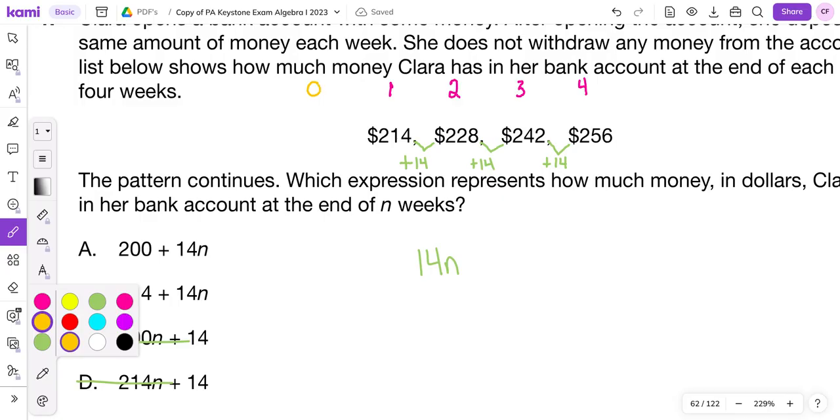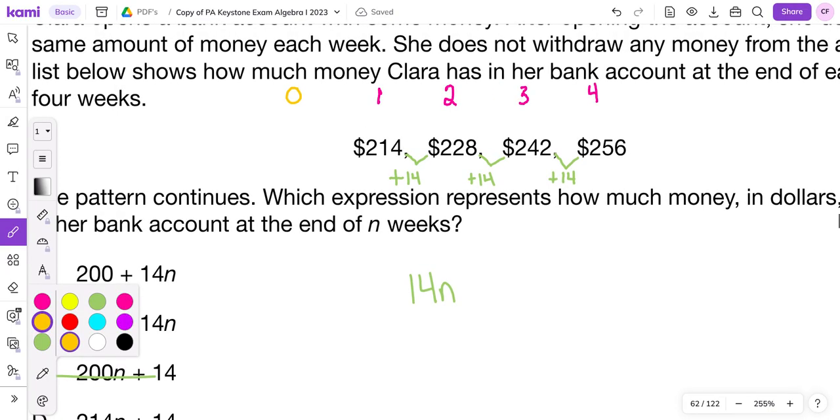So if we do the pattern, we have to work backwards, meaning that this missing number from 214 back to that week 0, we are actually going to decrease by 14 and go to 200. The pattern still continues. From 200 to 214 is still plus 14, but since we were working backwards, we had to subtract 14 from the 214 and get 200.